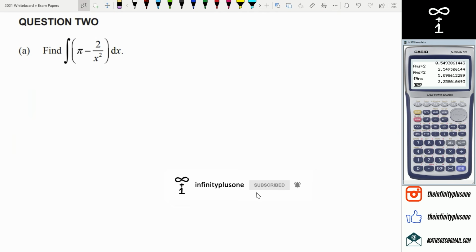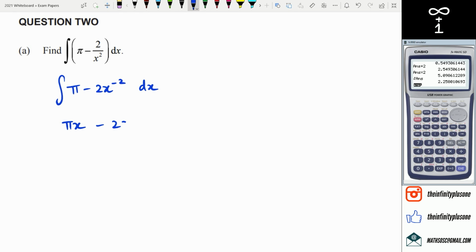All right, guys, so we're going to question 2a at the moment. Question 2a is just a straightforward integral question. I need to rewrite that x squared first. Because it's x squared, I'm going to write it as pi minus 2x to the power of negative 2 dx. So when I integrate pi, I'm going to get pi x. And then here I'm going to get minus 2x to the negative 2 plus 1, and all of that is divided by the new power, which is negative 2 plus 1. And of course, don't forget the plus c as well.